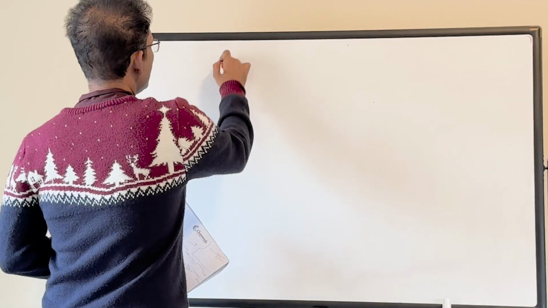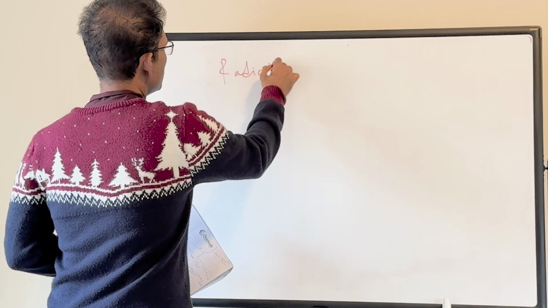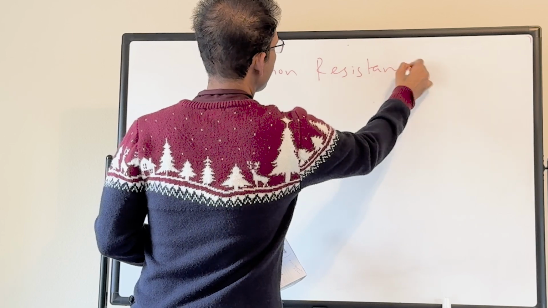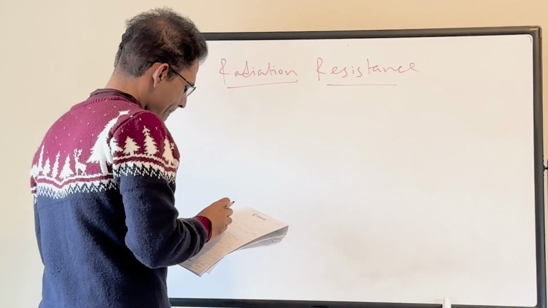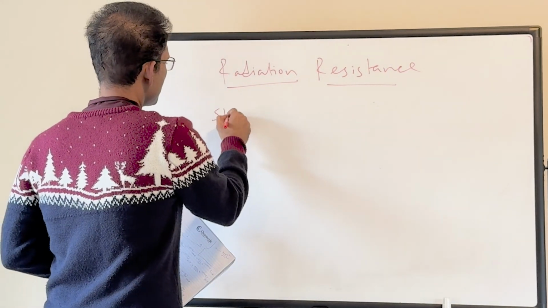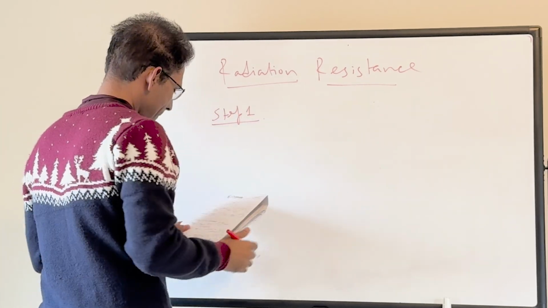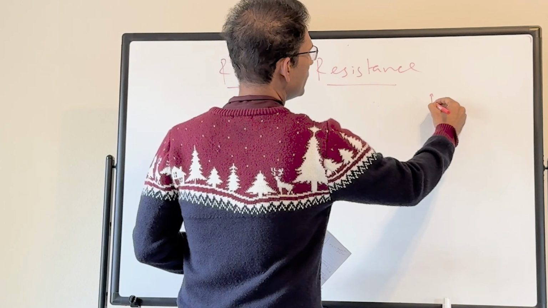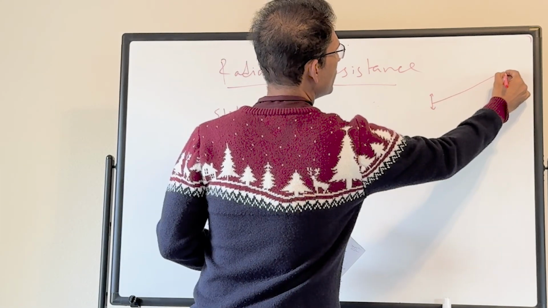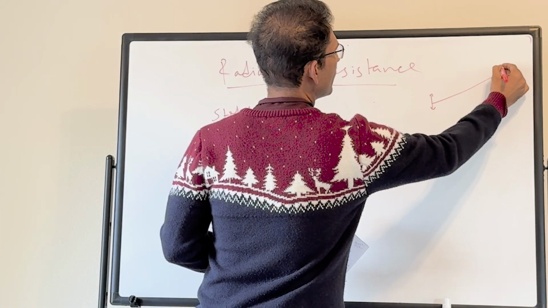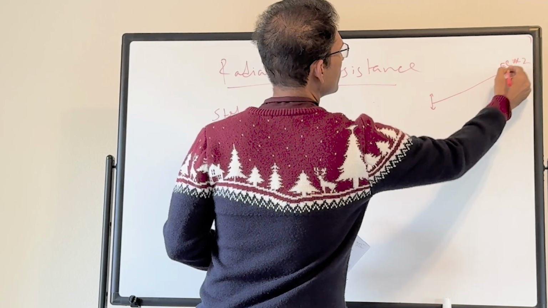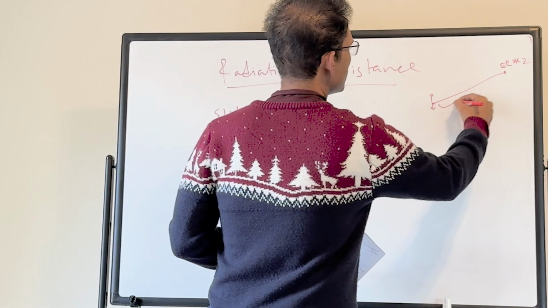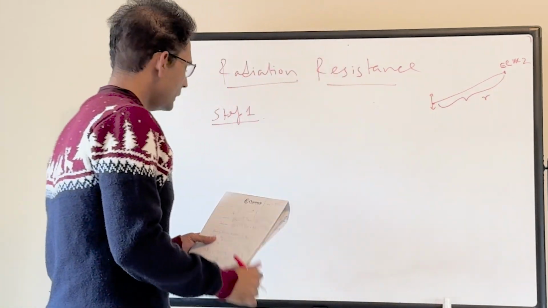All right, so now we are starting to derive radiation resistance. Step one. Remember the picture: you have a source electron, and you have an absorber electron here. I'll call this electron number 2. There's a distance R. That is the picture.